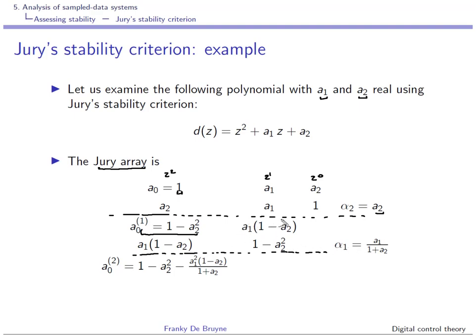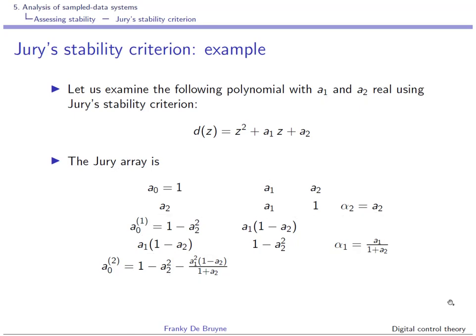So alpha 1 is this one here divided by this one. Okay, remember that this one here is simply 1 minus a2 times 1 plus a2. So this is the alpha 1 that we obtain. And the next one is this one over here minus this one times this one. So this is the complete jury array.